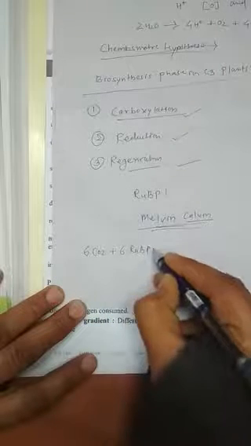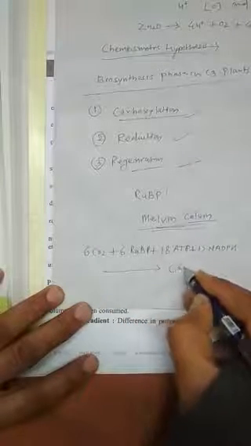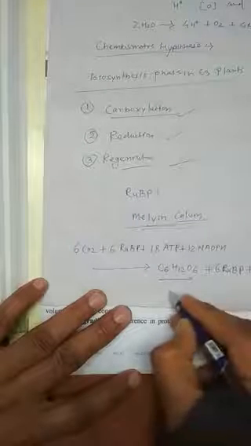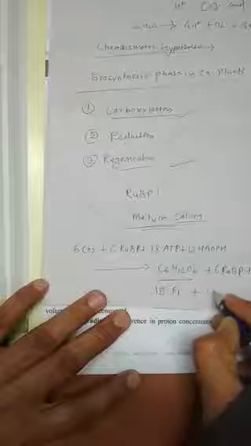Now what is the overall reaction? 6 CO2 plus 6 RuBP plus 18 ATP plus 12 NADPH gives out what? 6 C6H12O6, that is glucose, plus 6 RuBP plus 18 ADP plus 18 P inorganic phosphate plus 12 NADP. These are the products.